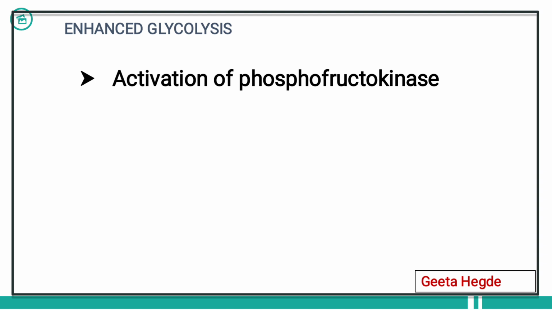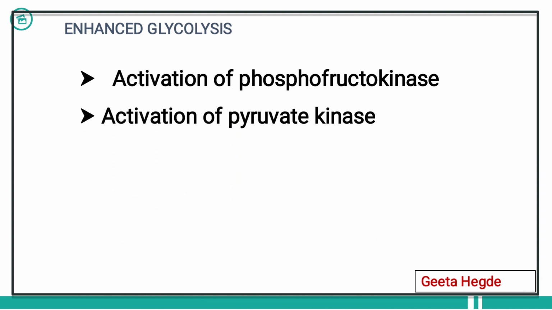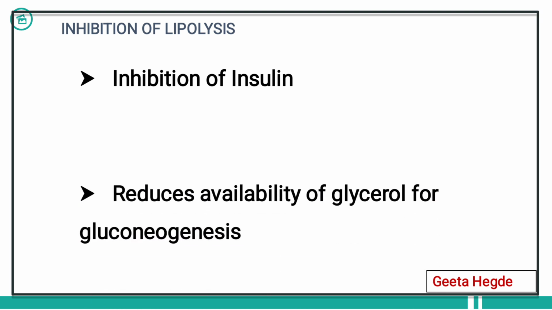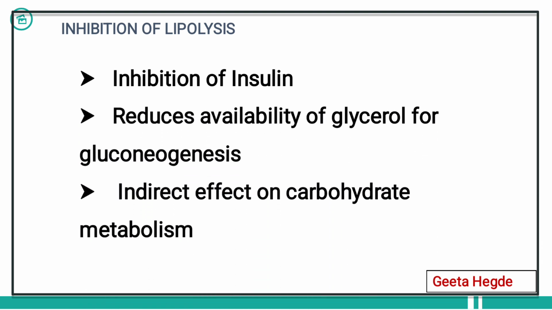Enhanced glycolysis. Insulin stimulates glycolysis, which is breaking down of glucose to produce energy. This enhancement of glycolysis is done by activation of two enzymes. One is phosphofructokinase and second is pyruvate kinase. The sixth mechanism is inhibition of lipolysis. While primarily this is fat metabolism, insulin is involved in inhibition of lipolysis. Insulin helps reduce the availability of glycerol for gluconeogenesis, and this is the indirect effect on carbohydrate metabolism.